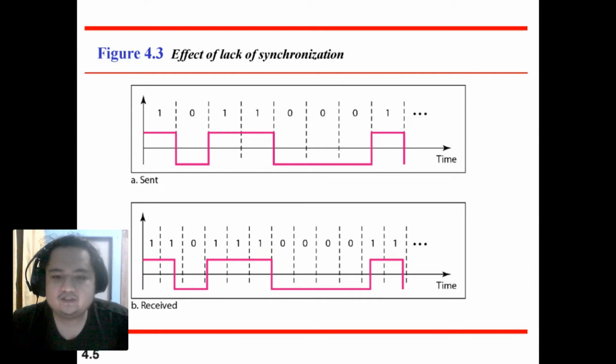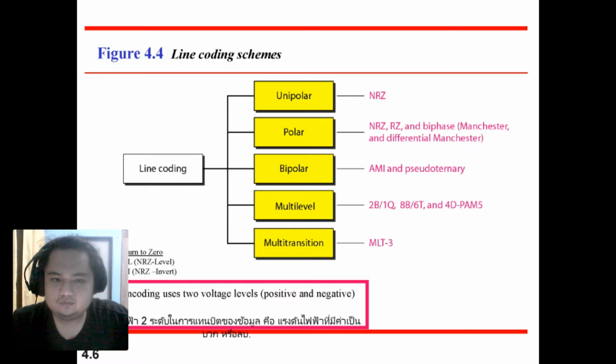Effect of lack of synchronization. The sender sends digital data, but the receiver receives the signal with a little bit of mistake, as in this picture. So we decided to use a line coding scheme.